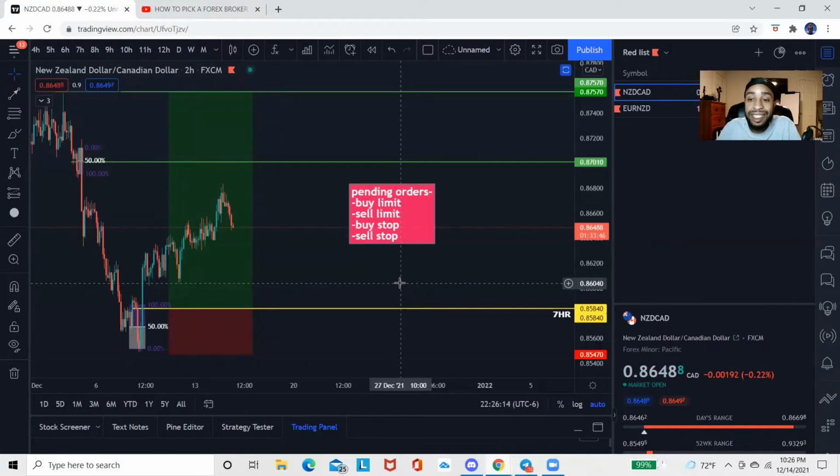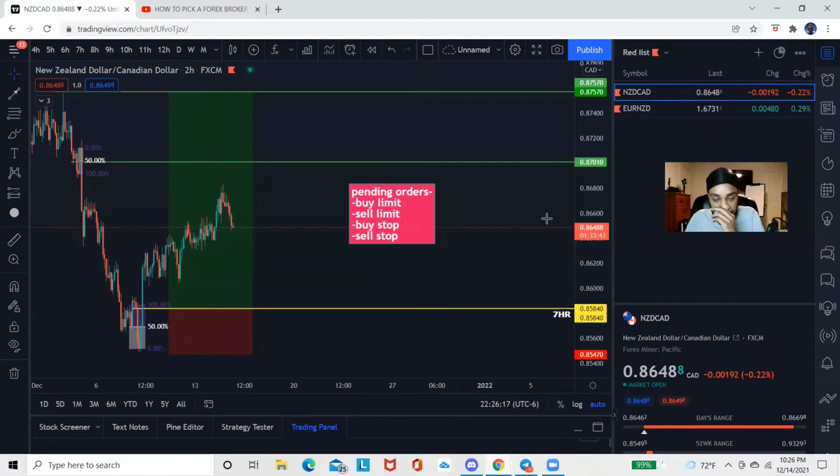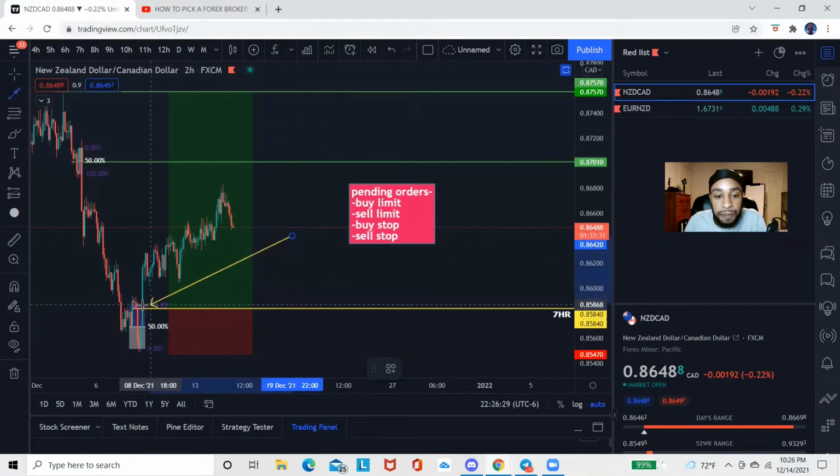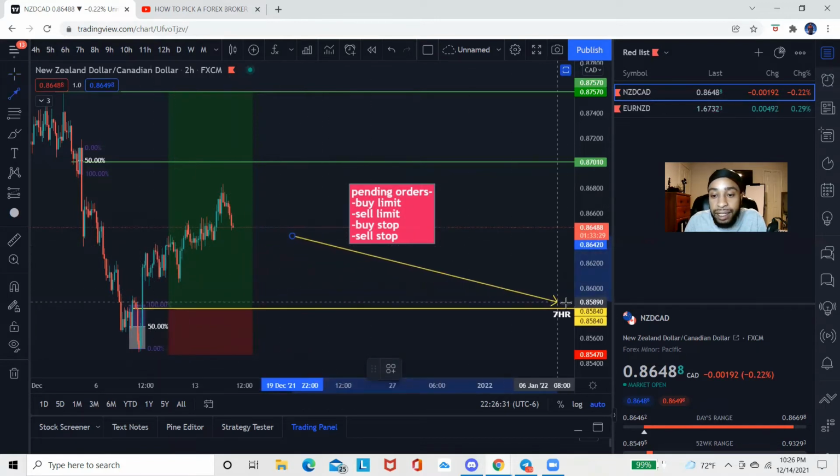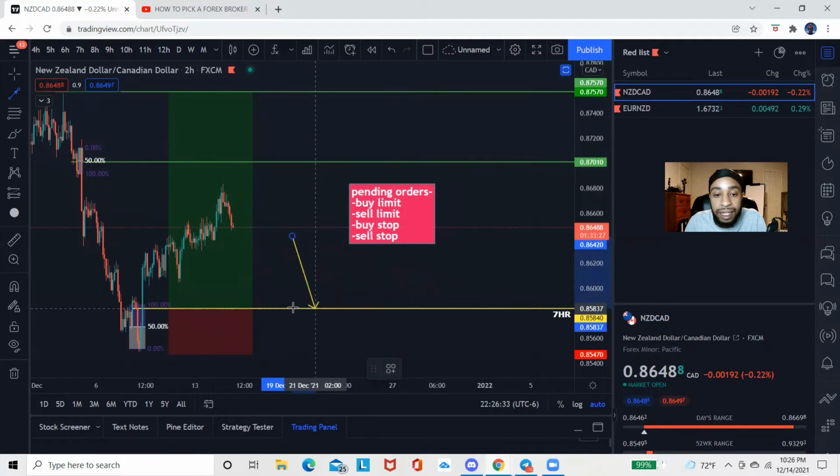Okay. So this is going to be an example of basically what I was looking for in one of these trade ideas, which is NZD CAD. Okay. So on NZD CAD, what I want you guys to be able to look at is this is an example of a buy limit. So basically what I wanted to see was this line that's yellow. This is the exact area I would like to see the market come back to before I get in the trade.